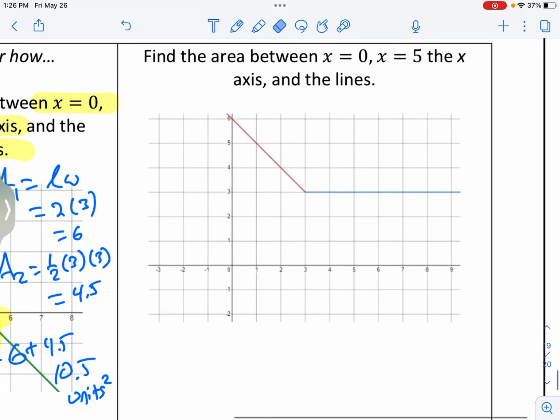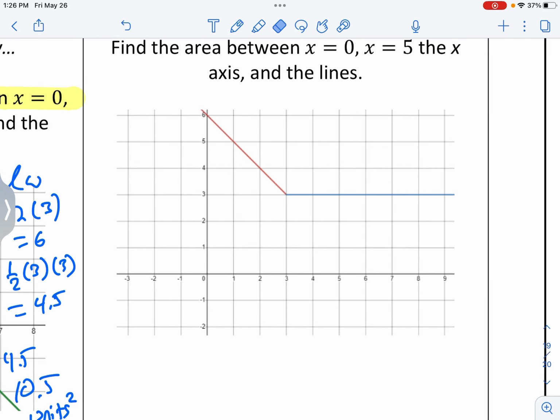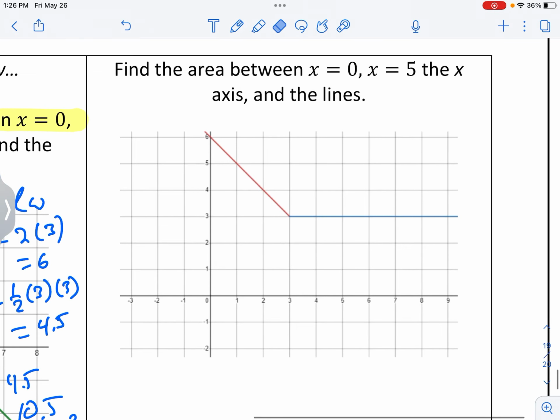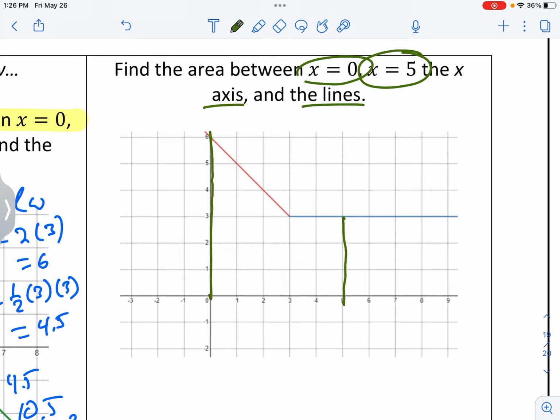So here we go. We've already done the remember how. Here is the rest of the skill. We want to find the area between x equals 0, x equals 5, the x-axis, and these lines. So x equals 0 creates a bound here. X equals 5 creates a bound here. The x-axis creates a bound there. So we want the area of all of this inside here. And so what we're going to do is break it up into familiar shapes. I see a triangle here, so we'll call that shape 1, and here's a rectangle, shape 2.